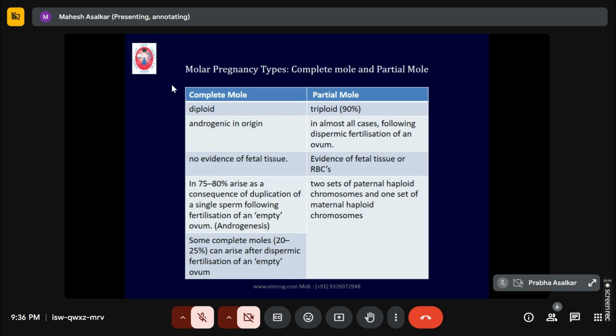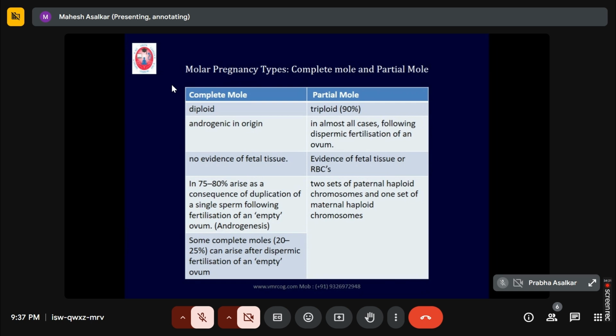Yes, sir. Then coming to partial mole. Partial mole is a triploid. In 90% of cases you will get a triploid. Then in almost all cases it happens following dispermic fertilization of an ovum. So you have a normal ovum that will have 23, and there is a dispermic fertilization, so another 23 and 23 are getting added, and you will have a triploid partial mole.